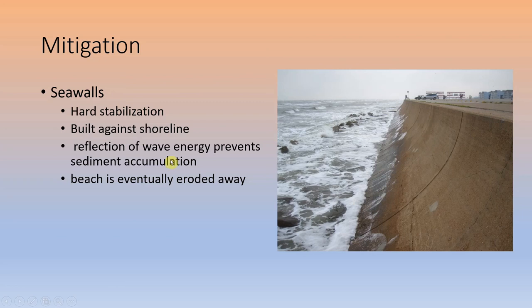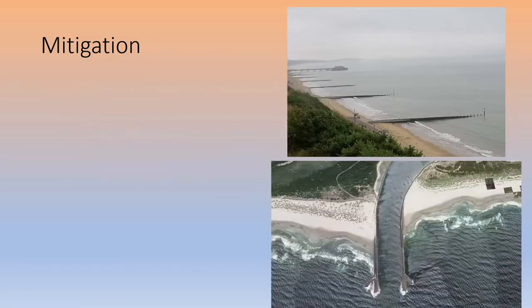This is a hard stabilization built right up against the shore, parallel to the shore. The idea here is to keep that wave energy from eroding and eating back farther onto shore. But the problem is that the wave energy then bounces off this hard stabilization, and it still has a bunch of energy, and it erodes the beach in front of the seawall. So wherever you build a seawall, you will lose your beach.